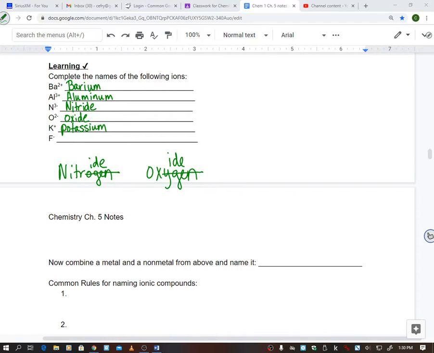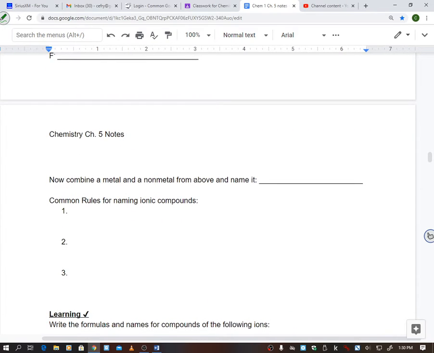And finally, fluorine has a negative sign, so it is now not fluorine, but it is fluoride. So instead of fluorine, fluoride. You can see where we got rid of the OGEN here, the YGEN here, and here it's just that NE. All right, so it's just going to take some getting used to. So oxide, fluoride, we had nitride. All based off if it's positive or negative.